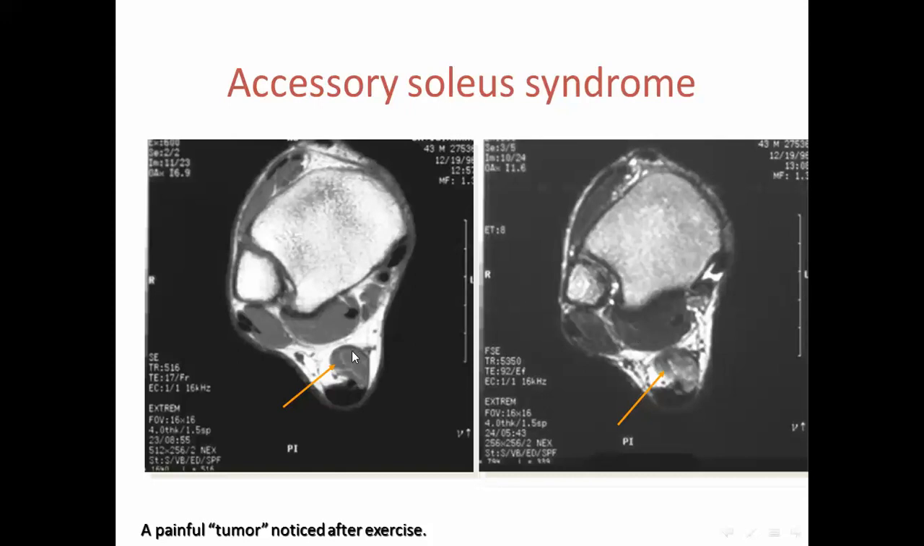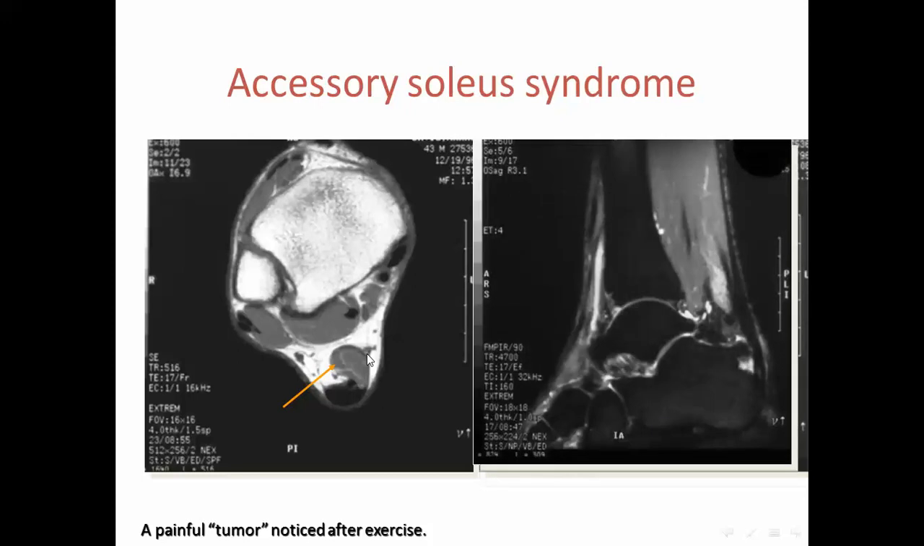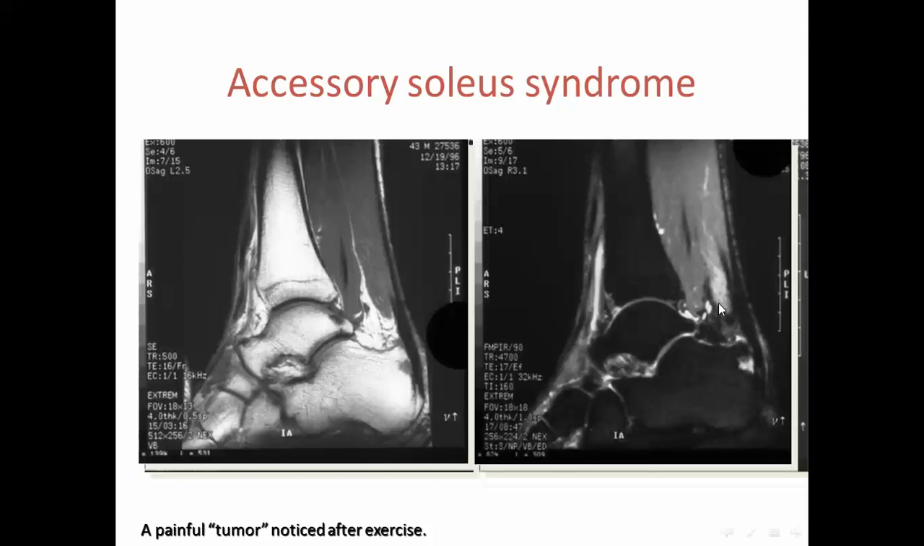After exercise, this muscle would go into spasm, and this is called accessory soleus syndrome, showing some edema. Anterior to the Achilles tendon, it's a muscle swollen and showing some edema. It's called the accessory soleus syndrome. Anterior to the Achilles tendon, showing swelling and edema.